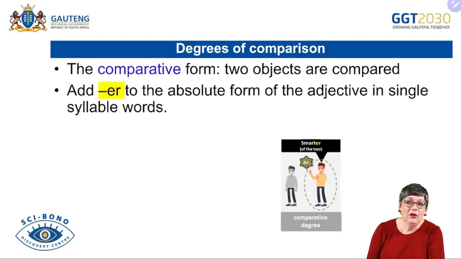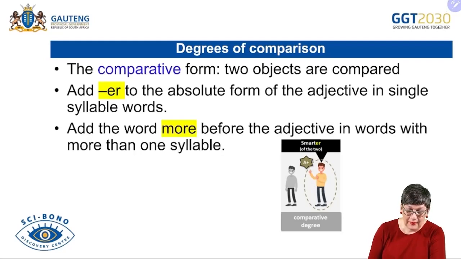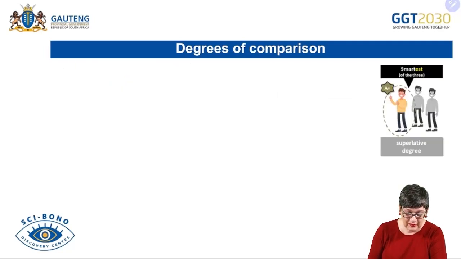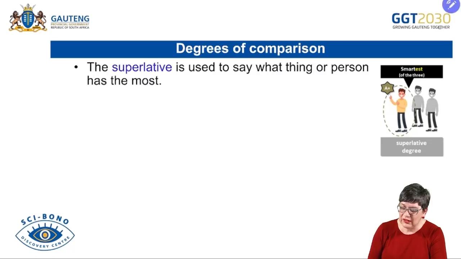So when your word is only a single syllable, we'll add ER. But if your word has more than one syllable, you'll have to add more. Not most, but more. Remember, we are comparing two things to each other. Now, in a superlative degree, things look a little bit different. This is to say when the person or the thing has the most or is the best. And you'll hear I'm using the whole time.